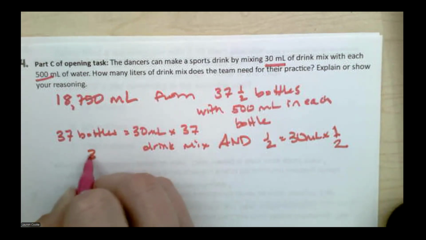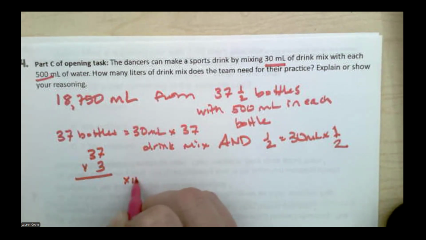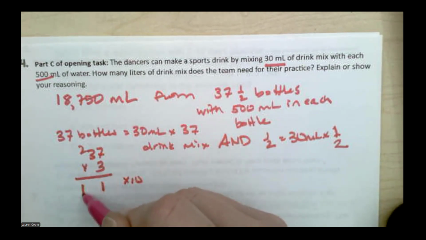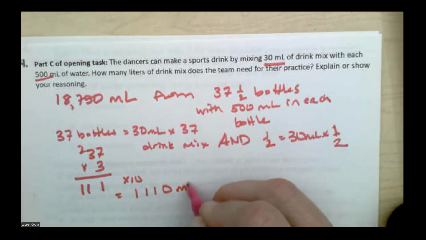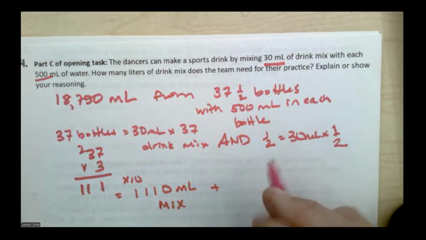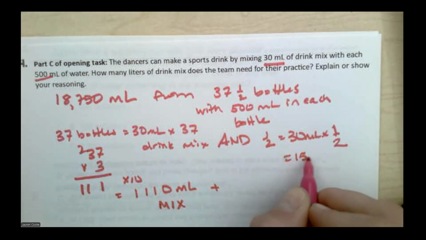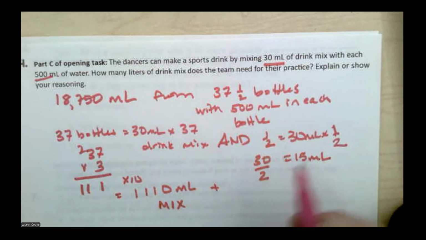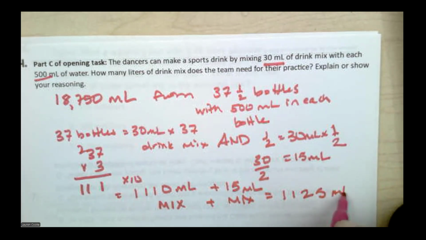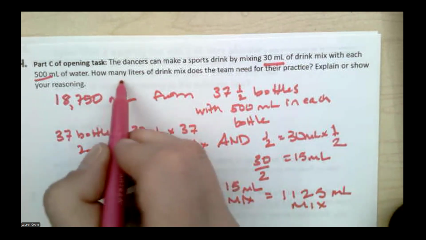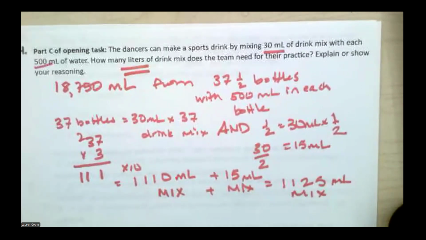So I have 37 times 3, and then I'll do times 10 later. 21, 9, 10, 11, right? 21, 9, 10, 11 times 10 would equal 1110 milliliters of mix, plus this is 15 milliliters because it's 30 divided by 2, plus 15 milliliters of mix, and that equals 1125 milliliters of mix.